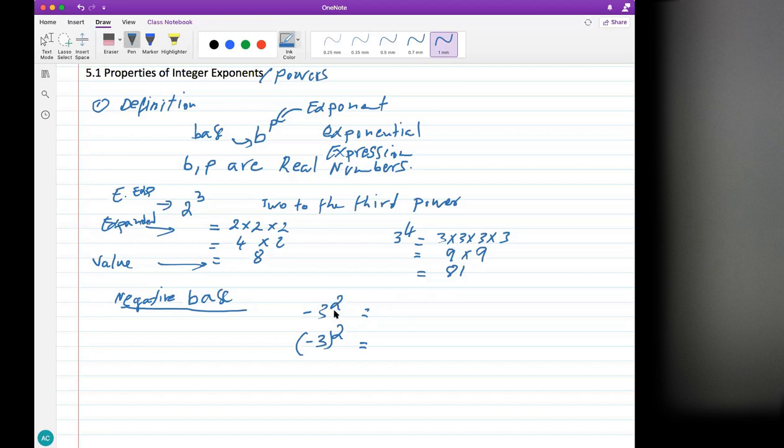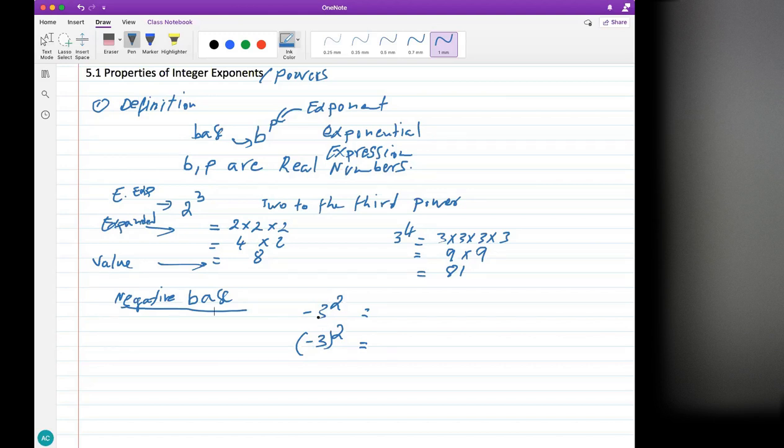Okay, so these two expressions here, are they the same? Are these equal to the same thing? Yes. What are they equal to? Minus 3 times minus 3. Okay, that should be for this one. So here's the deal here. The parentheses actually make a difference. These are not the same.